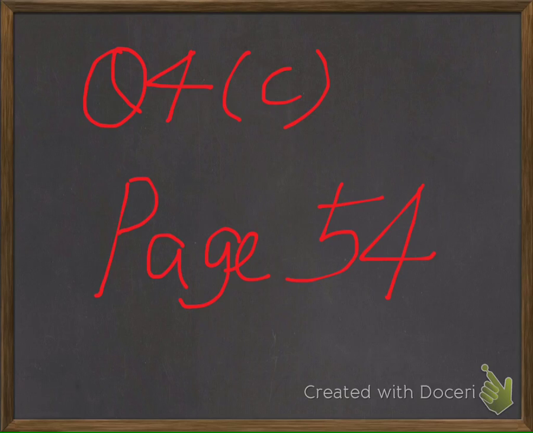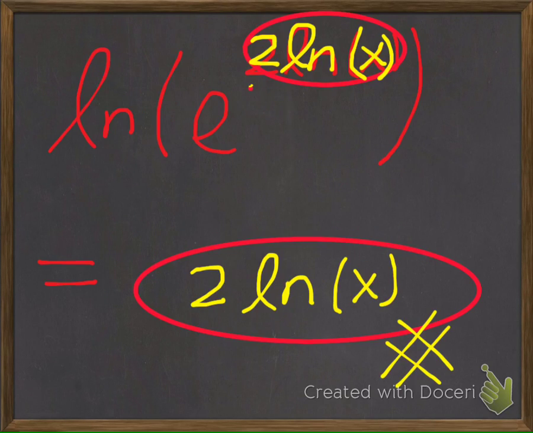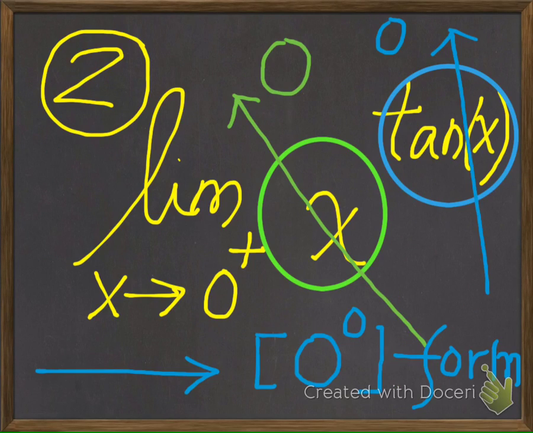Okay, now question 4c on page 54 as well. So we have ln of exponential of ln x. Straightforward, it gives the answer ln x. Done. Okay, come to the more complicated, challenging and interesting demo.